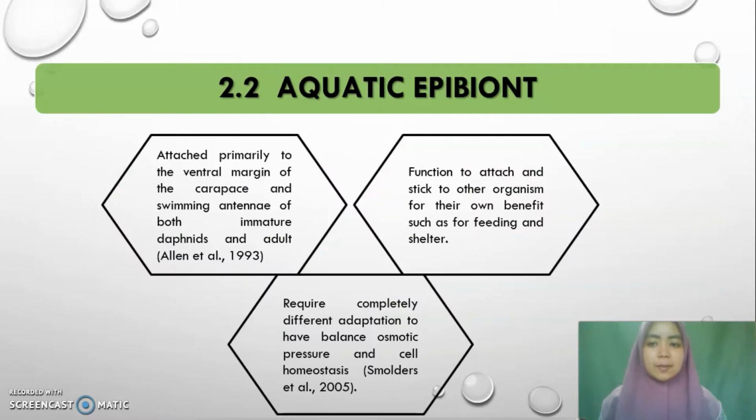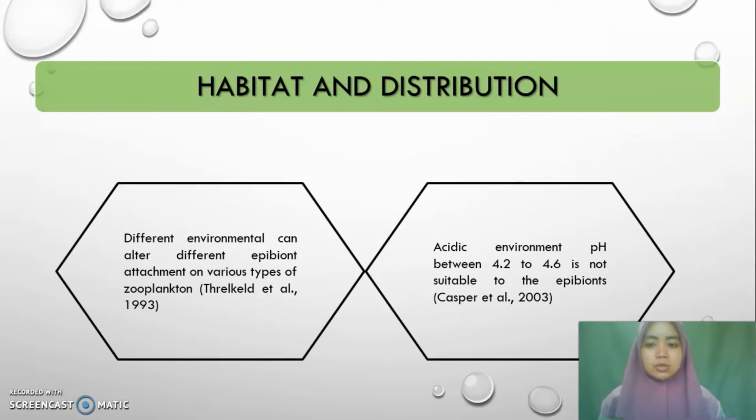Next, aquatic epibiont will attach primarily to the ventral margin of the carapace and swimming antenna of both immature Daphnia and adults, Ellen et al. 1993. They function to attach and stick to other organisms for their own benefit, such as feeding and shelter. They require completely different adaptations to have balanced osmotic pressure and cell homeostasis, Smolder et al. 2005. Habitat and distribution.